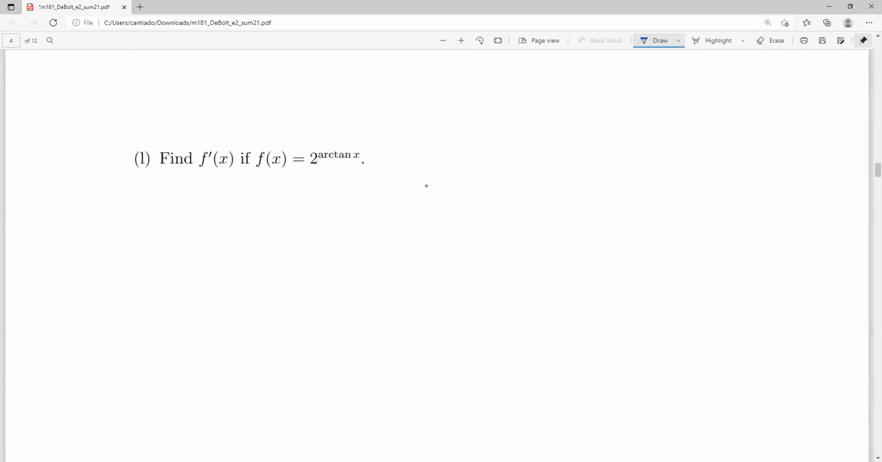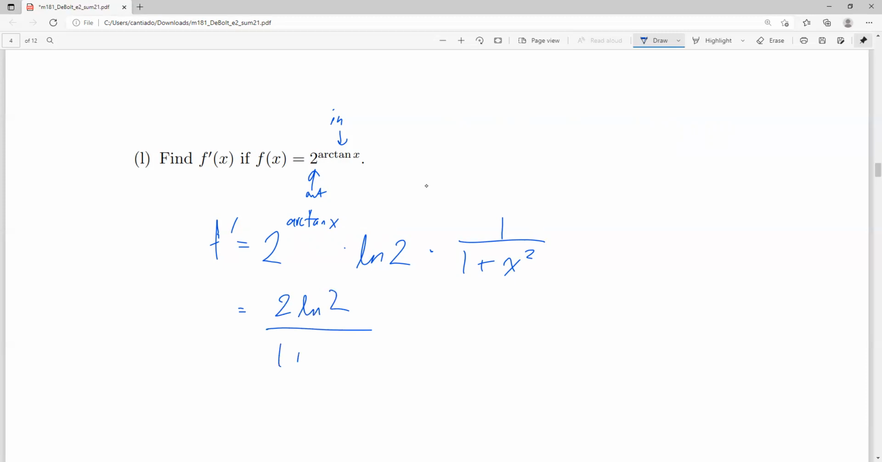Looking at L, again, this is going to be a chain rule sort of thing because we have an exponential to some function. So what is f prime going to be? Well, the outside function is the exponential. The inside function is the exponent. So what's the derivative of an exponential? Well, you copy the exponential, multiply it by ln of the base. Now we got to do the derivative of the inside, or the exponent. The derivative of arctangent is 1 over 1 plus x squared, right? So if we put this all together, we get 2 ln 2 all over 1 plus x squared. And that right there is your answer.